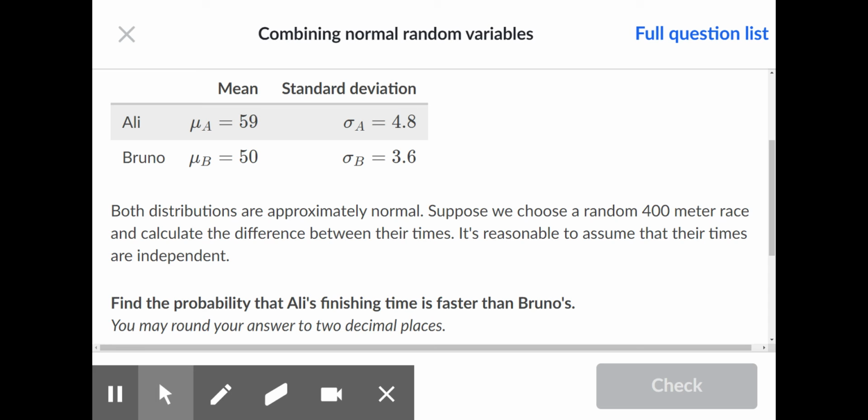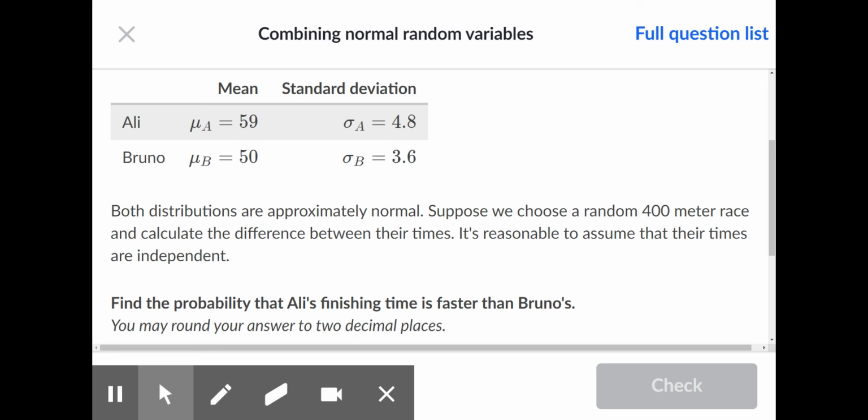So we are trying now to find the probability that D is less than 0, because see how A minus B, Ali's finishing time, is faster than Bruno. So D is less than 0, right? Where is 0? 0 is probably about here on this graph. And we are shading to the left, because it's less, and this goes on to negative infinity.